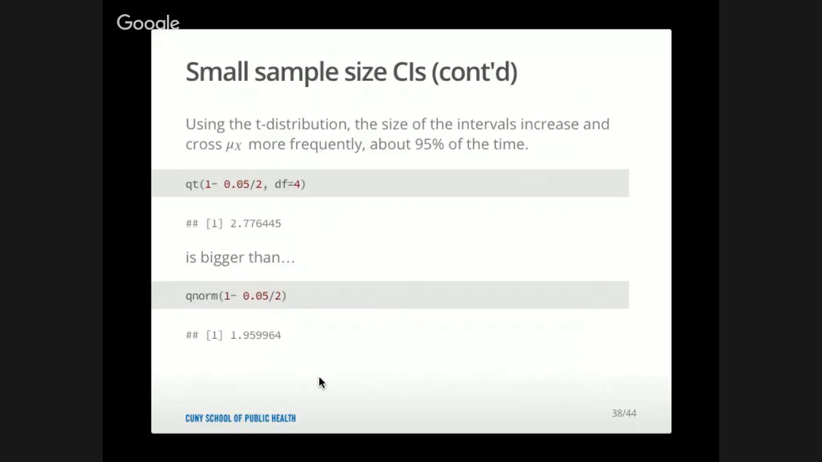And that is the correct one to use because we're estimating the standard deviation from the samples. If instead we calculated the standard error using our true population standard deviation, we would still use the normal distribution, even though it's a small sample size, right? That's not the case for most experiments that you do. You estimate standard deviation from your sample.